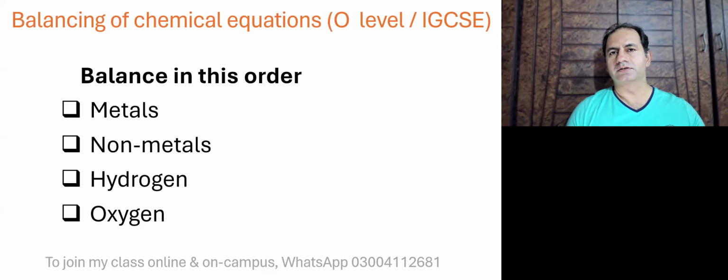There can be metals or non-metals. We should follow this order in balancing. First, balance the metals, then non-metals, and then hydrogen, and at the very last, oxygen.